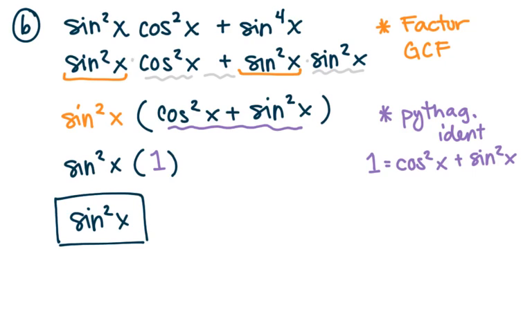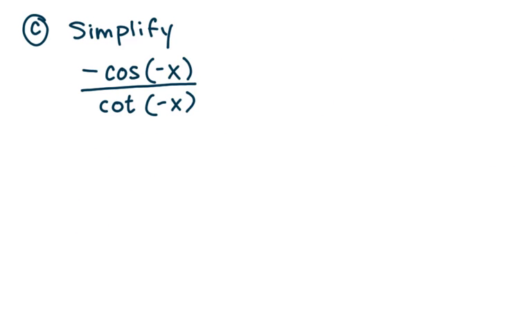All right, let's look at another example. For our third example, we're going to take this expression and simplify it. So I've got negative cosine of negative x divided by cotangent of negative x. All right, so where should we go? Well, I have these negatives inside my argument. So here we might want to use even or odd properties.